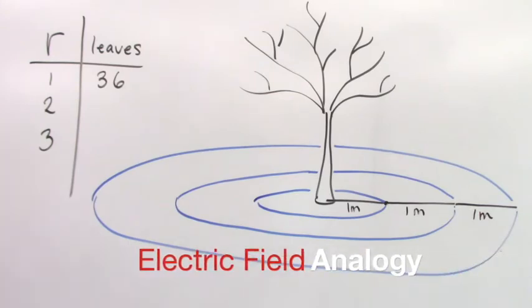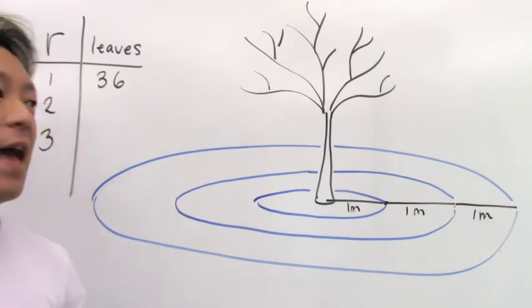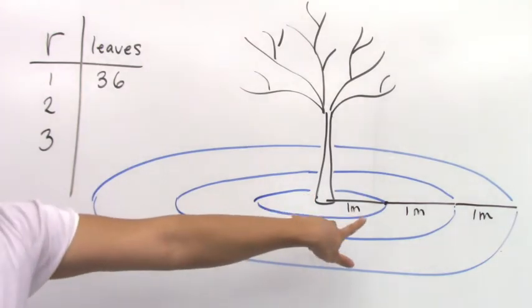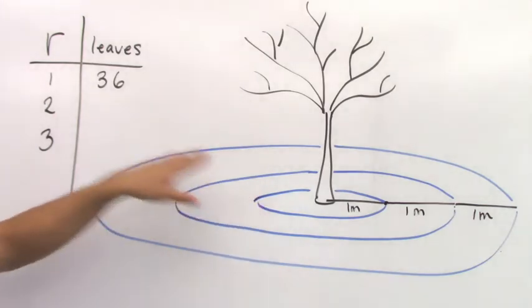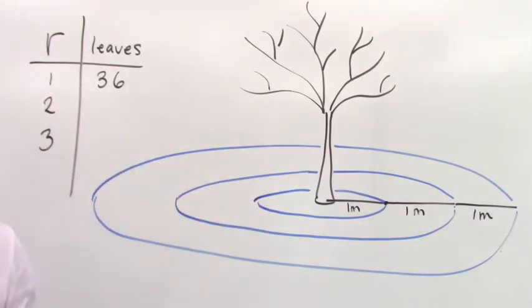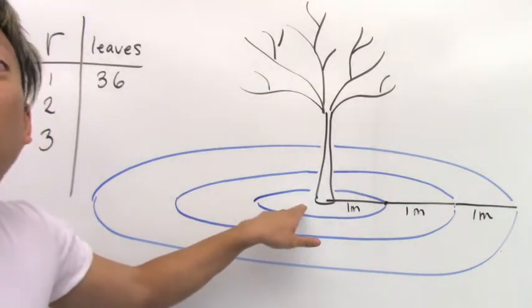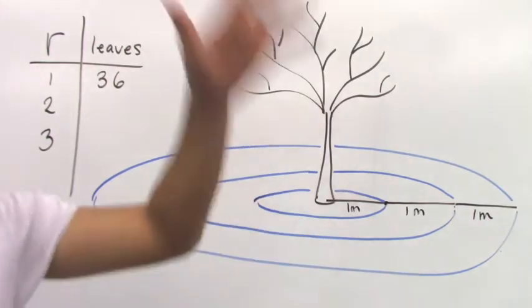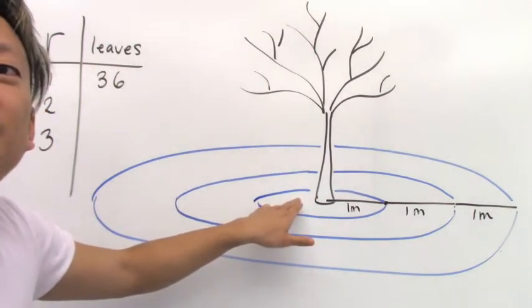All right, so this is a great analogy to talk about the electric field. Imagine a tree in the middle of a field. Having this tree, we mark out distances of 1 meter, okay? From that, hypothetically, let's say that at a distance of 1 meter, in that area, there are 36 leaves that have fallen because it's fall time and the leaves have fallen. We counted 36 leaves right there.